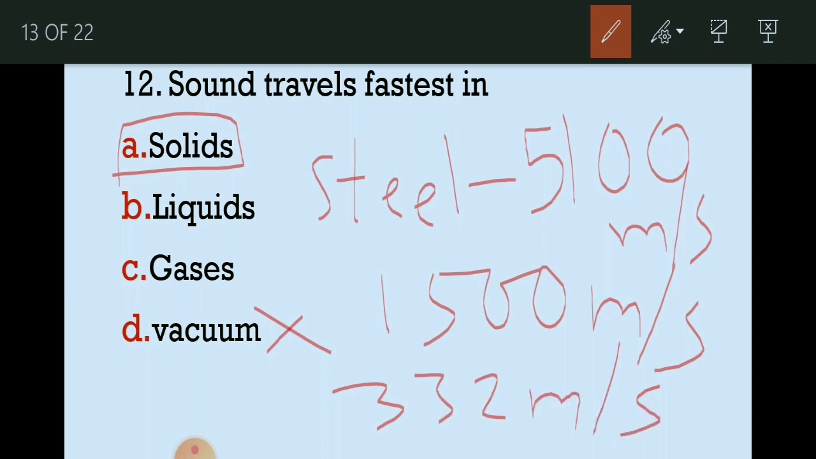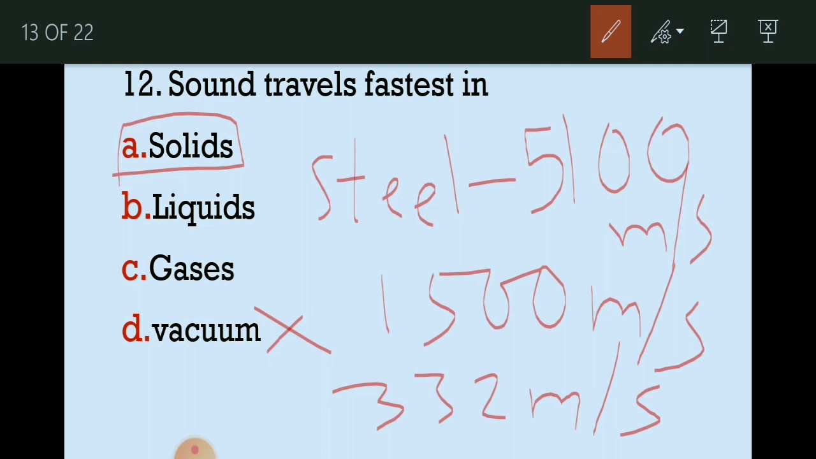That's why the people who are near the railway track generally put their ear on the railway track in order to sense whether any train is coming or not. Why do they put their ear on the railway track? Because they know very well that if a train is coming, the sound will travel fastest through the railway track, faster than through air. That is the reason. So in this case we have to write sound travels fastest in solids.